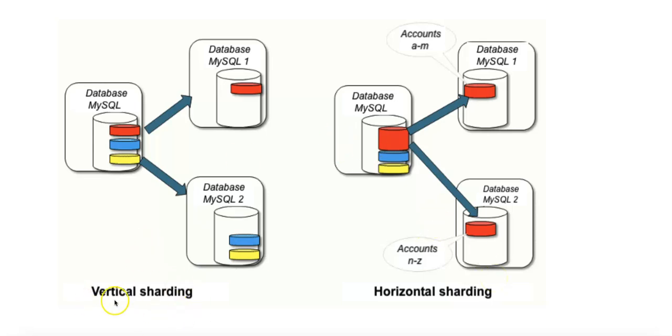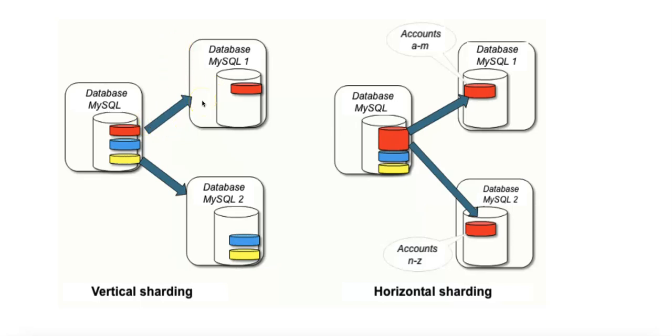Now let's talk about vertical sharding, or vertical partitioning. In vertical sharding, the data is split by columns instead of rows, as the name suggests. Each shard contains a subset of the table's columns, meaning that different attributes of a record, or different columns, are stored in different shards.